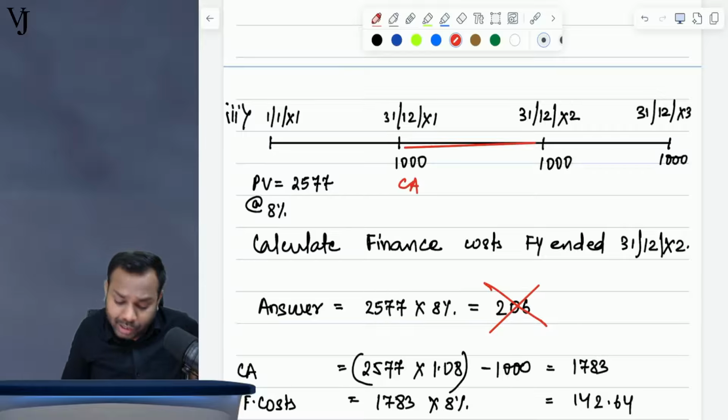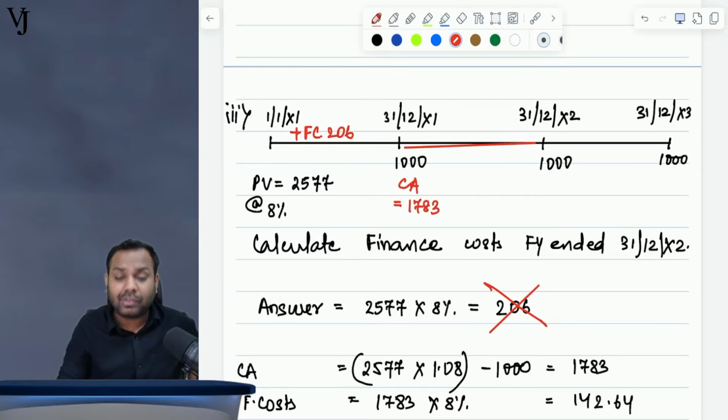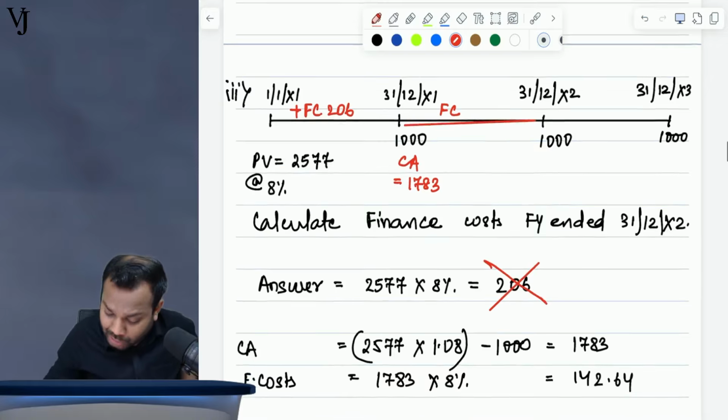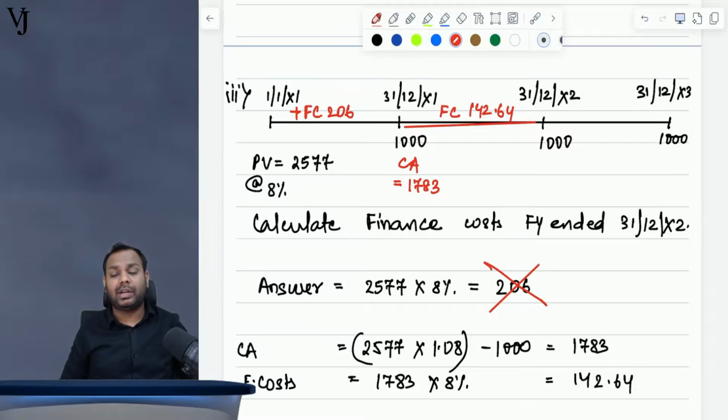How to calculate? The opening lease liability is this much. Finance cost for the first year is 206. Then we have paid the amount of 1000. So what is the carrying amount? The carrying amount happens to be 1783. Now the finance cost asked in the question is for this year. So the finance cost will be 1783 multiplied by 8%, which comes to 142.64. That is the answer.